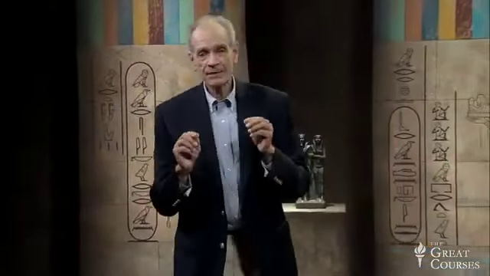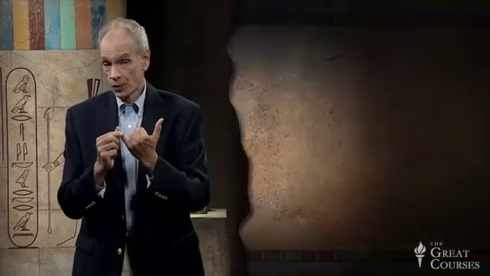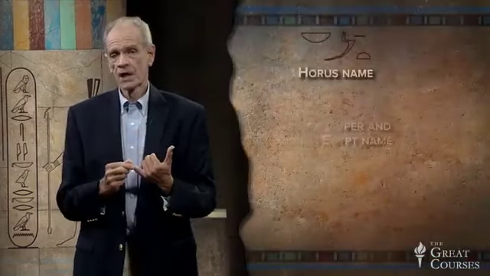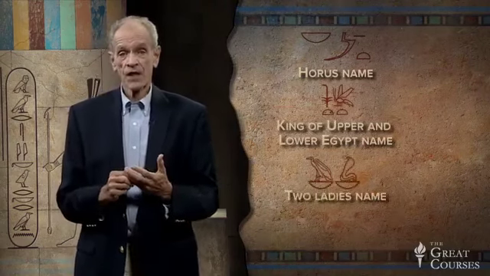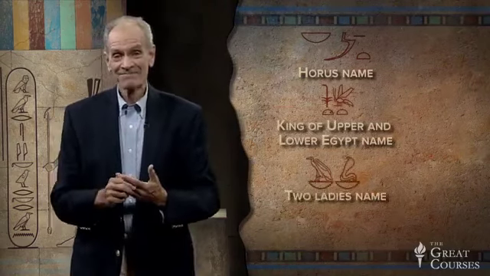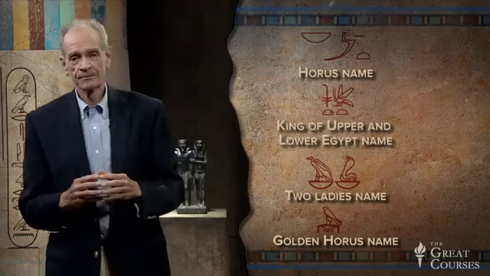It's nice to be able to see the development of the king's titles on the Sneferu stela. We have four of the five titles. The Horus name, the king of Upper and Lower Egypt name, the two ladies' name, and the golden Horus name. All that's lacking is the son of Re name, and we'll get to that today.